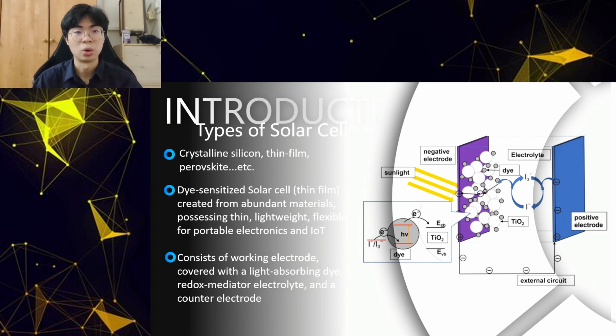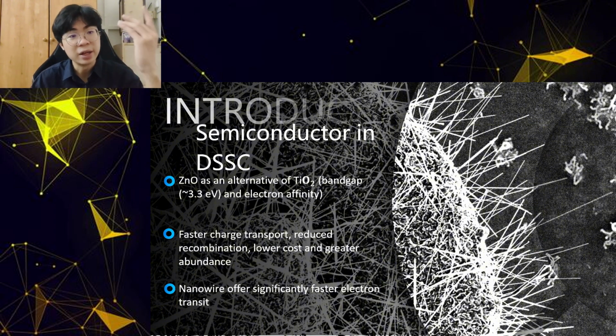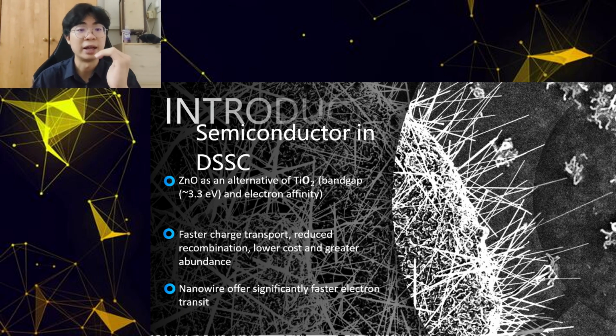While the TiO2, also called titanium oxide, acts as a semiconductor in DSSC for transporting electrons, zinc oxide can be an alternative, as its band gap and electron affinity are almost the same. Crucially, zinc oxide offers much higher electron mobility, which in principle enables faster charge carrier transport and less recombination, while its nanowire structure can provide a direct pathway for electron transfer and significantly speed up the electron transit, thus making zinc oxide nanowire an attractive material to be explored in DSSC.